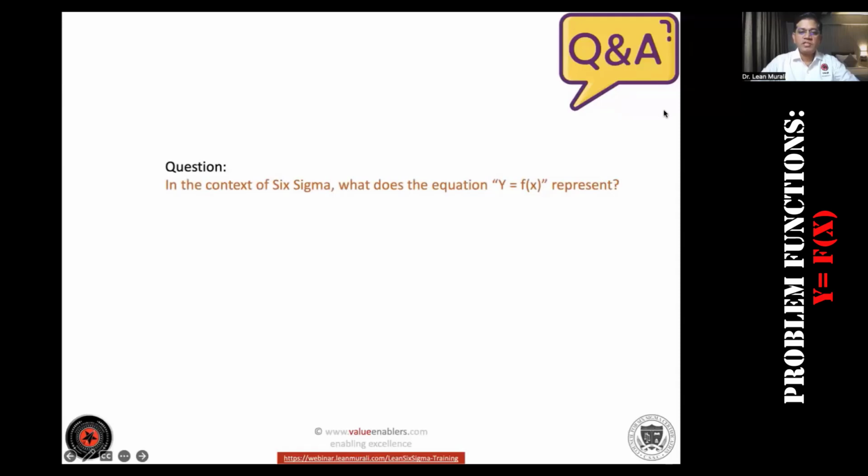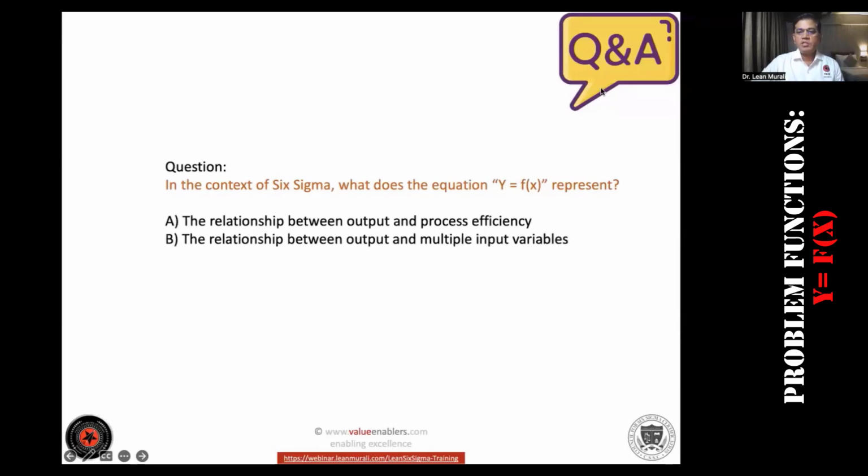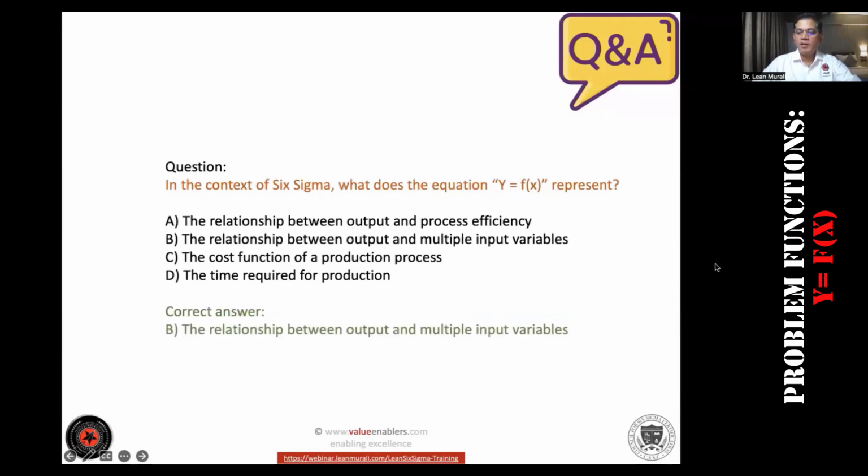In the context of Six Sigma, what does y is equal to f of x represent? The relationship between output and process efficiency, the relationship between output and multiple input variables, the cost function of the production process, or the time required for production. The correct answer is the relationship between output and input variables. Please make a note of it.